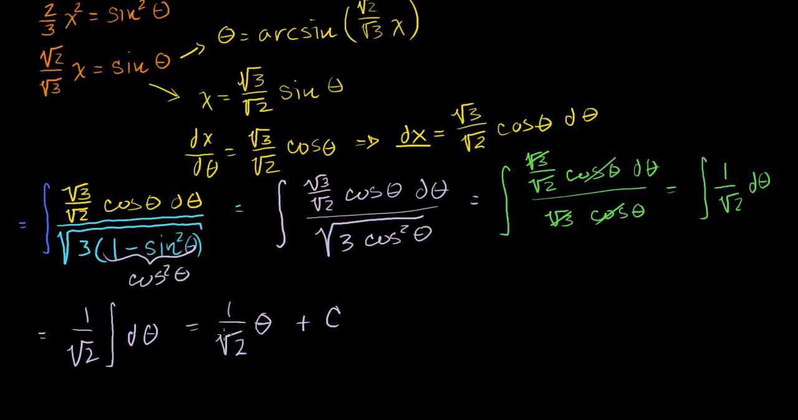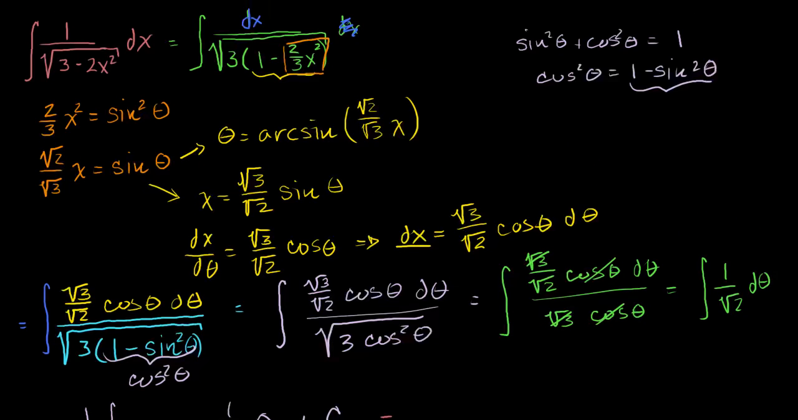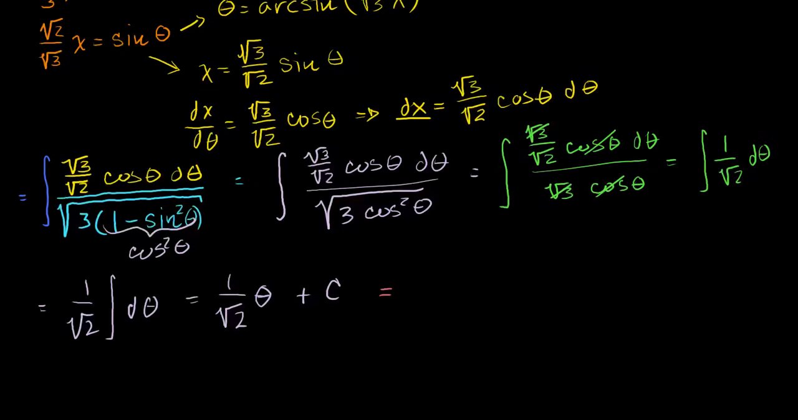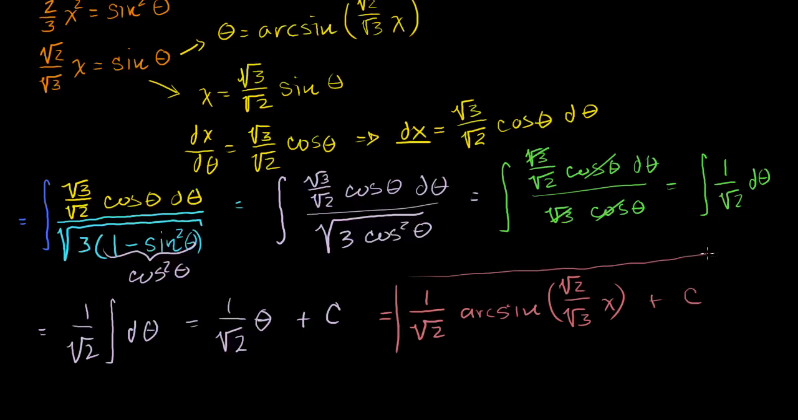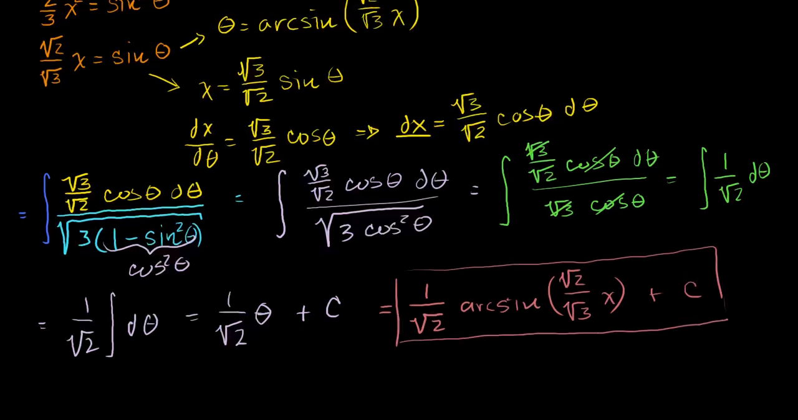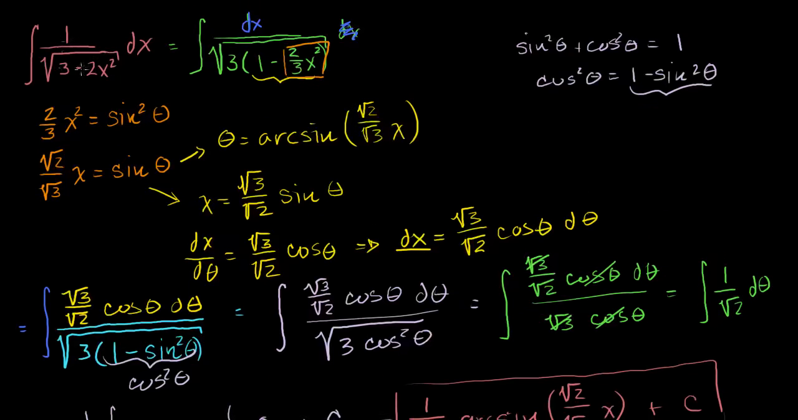So now we have to reverse substitute. What is theta? We figured that out here. Theta is equal to arc sine of square root of 2 over square root of 3 x. So our original indefinite integral, which was all of this silliness up here, now that I reverse substitute for theta, or put x back in there, it's 1 over the square root of 2 times theta. Theta is just arc sine of square root of 2 over square root of 3 x. And then I have this constant out here, plus c. So this right here is the antiderivative of 1 over the square root of 3 minus 2x squared.